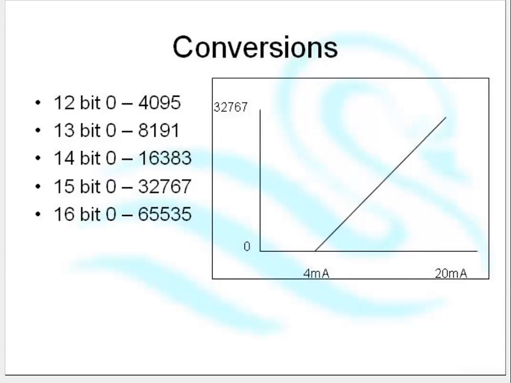Conversions. Signals come into PLCs as 4 to 20 milliamps. Inside the PLC, in this case I've got a 15-bit ADC, it's converted into counts. These are counts.